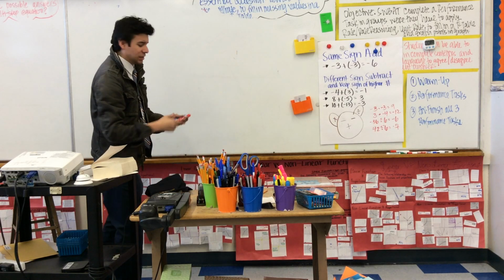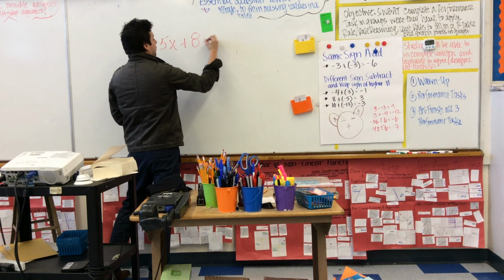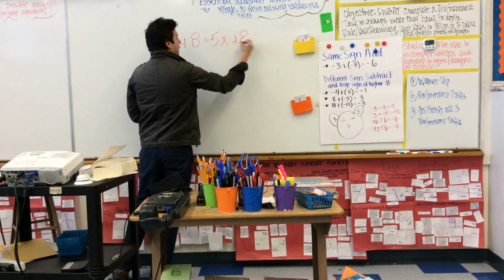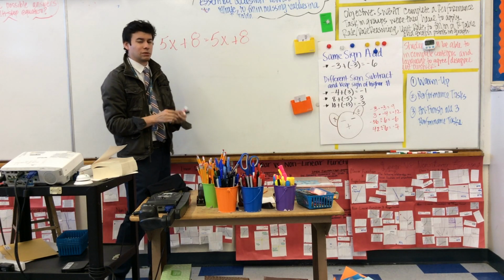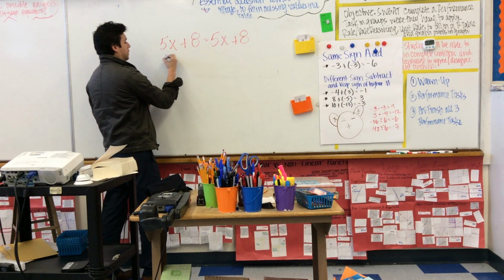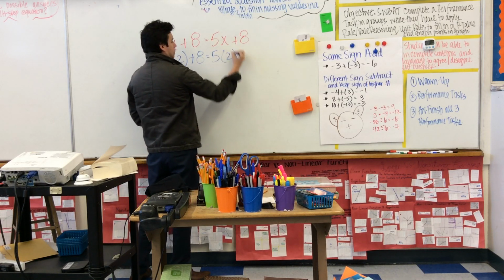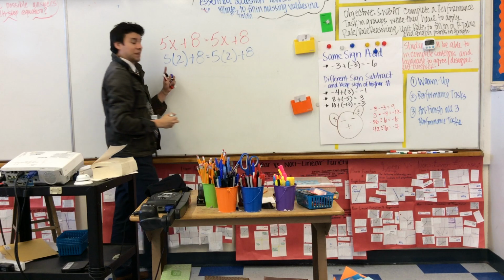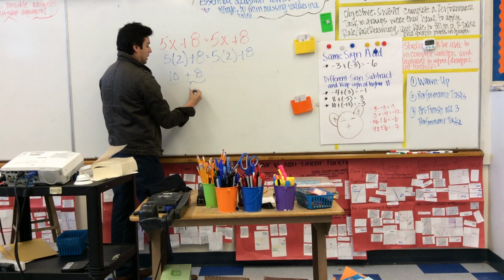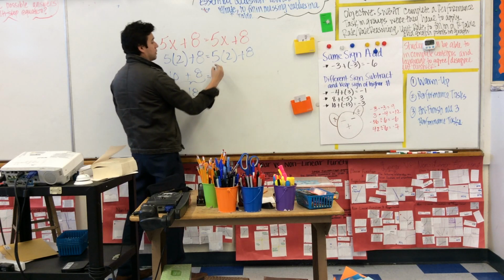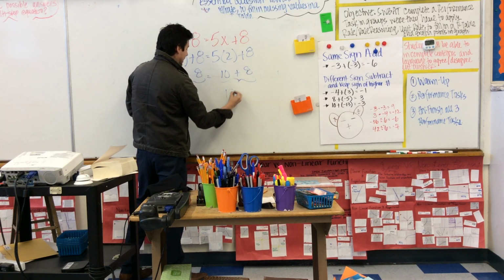In class, don't copy this. This is just showing you why it's called many solutions. Let me recopy the problem. In class, I said pick any number for x, and I told you to pick an easy one too. 2. So let me pick 2 here. Instead of the x, I'm going to substitute a 2 in. 5 times 2 is 10 plus 8. That will give me 18. Do it on the other side. 5 times 2 is 10 plus 8 is 18.